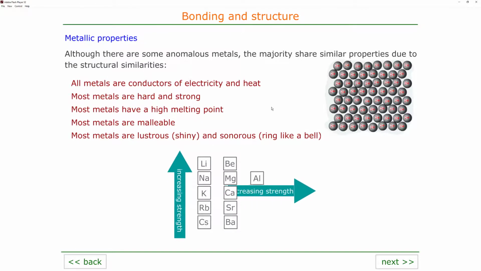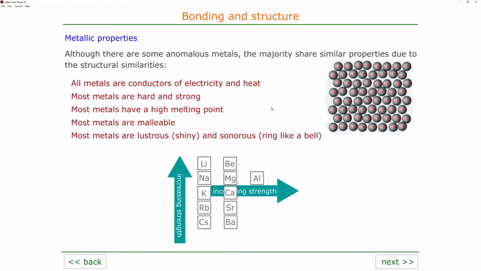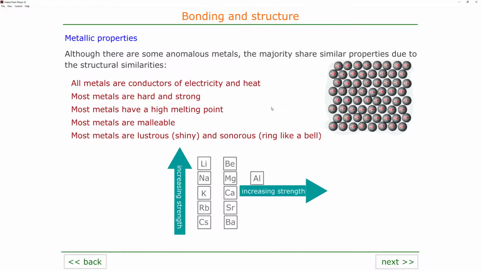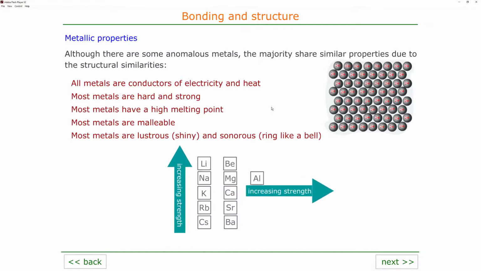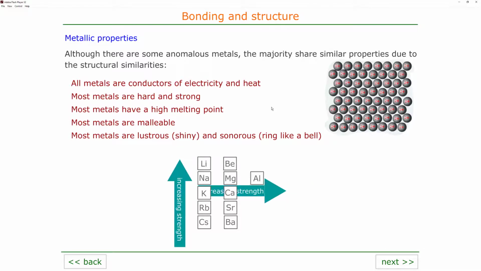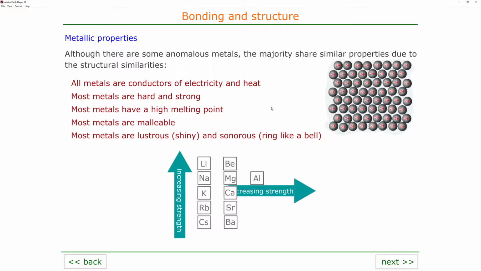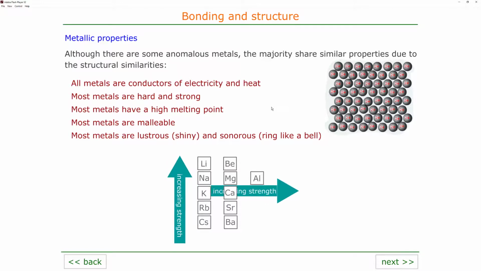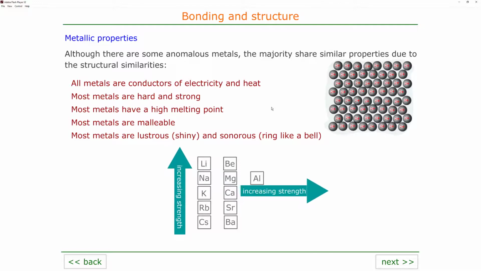So metallic properties, then, are fairly well known. We know that metals conduct electricity and heat. Metals are usually hard and strong. They usually have a high melting point. They are malleable, which means they can be knocked or bent into shape. And they're quite often shiny and sonorous. They ring like a bell because the vibrations are easily passed through the whole structure by the electrons holding on to the ions. You can see there the periodicity of metallic character. We've got increasing strength of lattice going up and increasing strength of lattice going to the right.